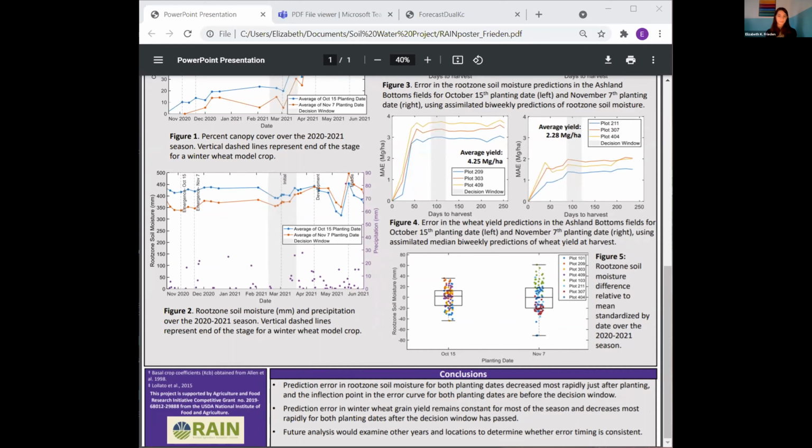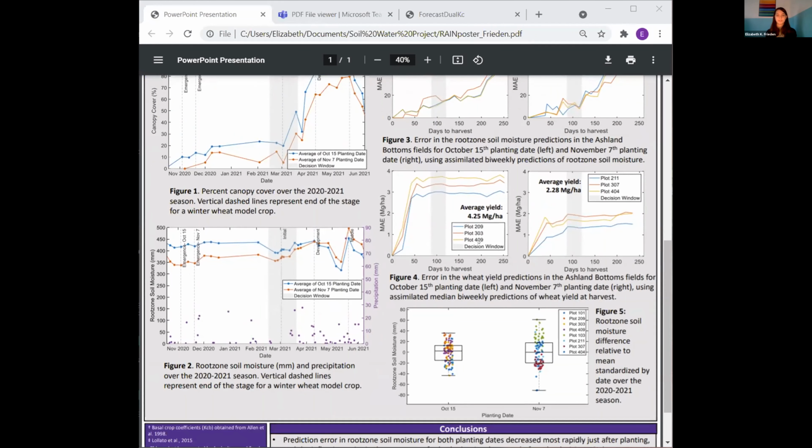Overall, the model predicts root zone soil moisture in time to make decisions in the decision window in mid-February to mid-March, but doesn't accurately predict wheat yield in time for this decision. Because producers are most likely to prefer to use wheat yield as a marker of whether to increase the use of nitrogen fertilizer, future work should look at the calibration of this part of the model specifically, and also examine other fields and plots in different locations to see whether error timing is consistent.